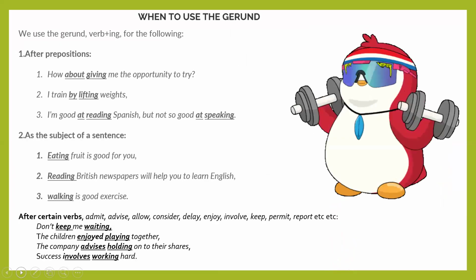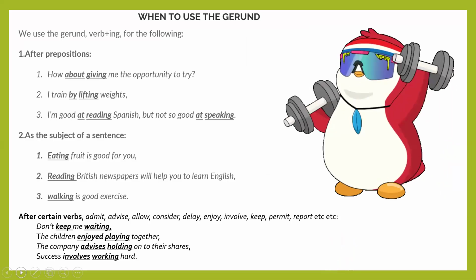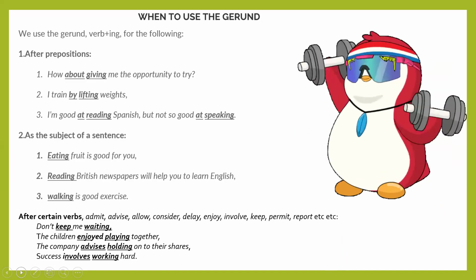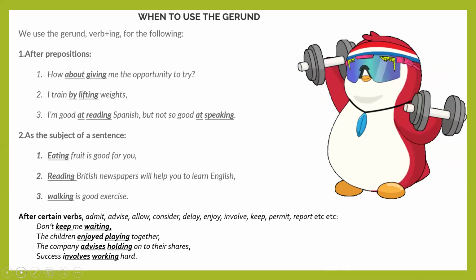When to use the gerund? Gerund means verb plus ing; the suffix form is ing. Gerunds are used after prepositions. Gerunds are used as the subject of a sentence, and after certain verbs.